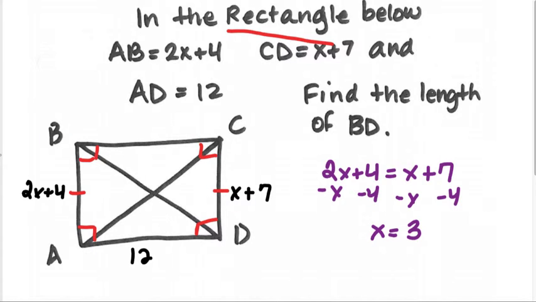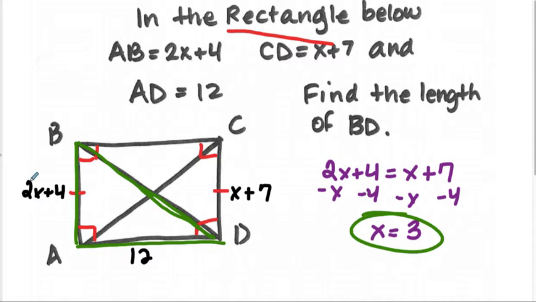I'm trying to find the length of BD. So I'm trying to find the length of this segment going across, the diagonal of the rectangle. So if I look at that, that diagonal actually cuts the rectangle into 2 right triangles. And I have one side, and I'm trying to find the hypotenuse of that right triangle. Well, I now can use the x I have and substitute it in here. So 2 times 3 plus 4 gives me 10.